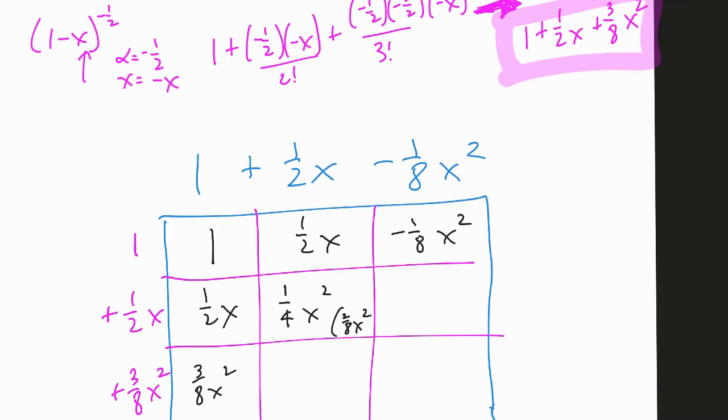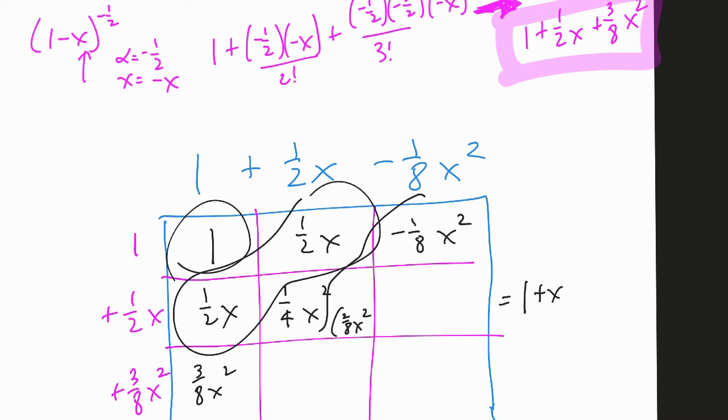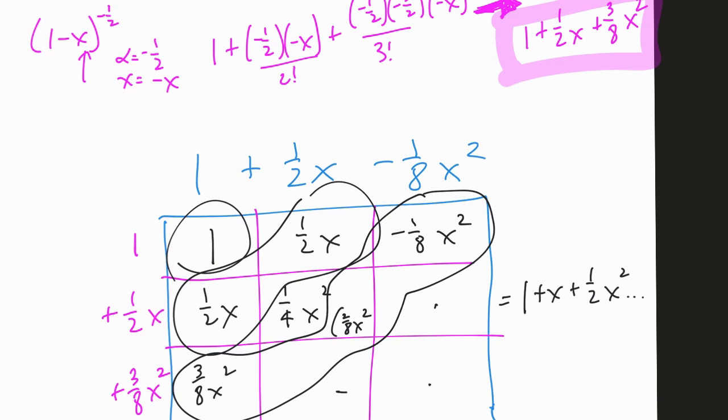But look, when you actually go along the diagonals, this does equal 1 plus x. Let's see, 3/8 plus 2/8 is 5/8, minus 1/8 is 4/8, or look at that, 1/2 x squared. And if I filled the rest of these in, I would get more of this, but this is all that it asked for.